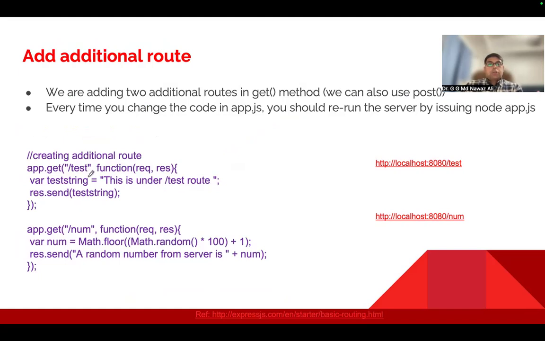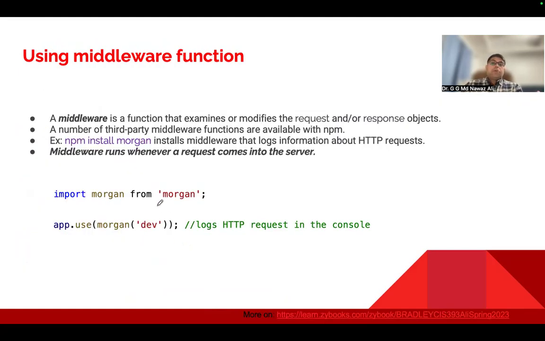Okay, you can add additional routes. Say for example, this is the number route, where it generates a random number and then sends it back to the user.